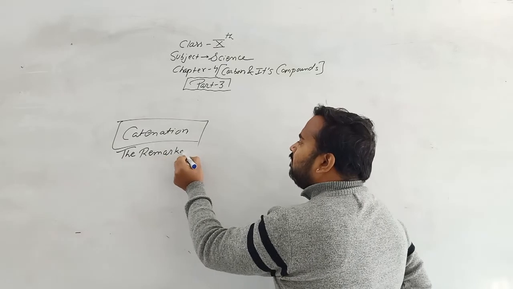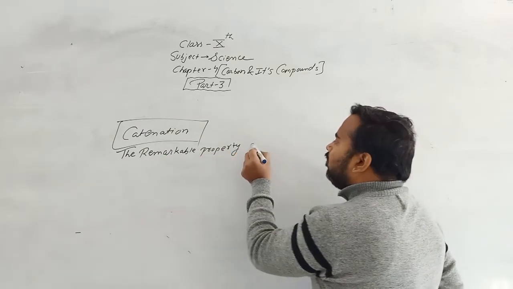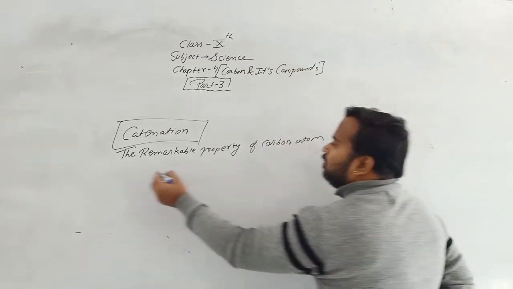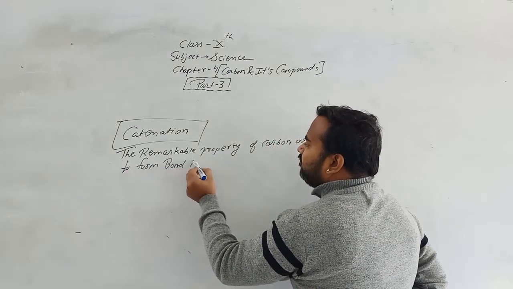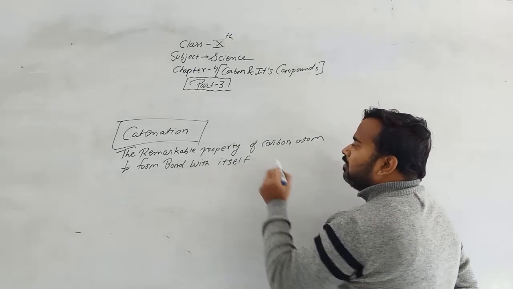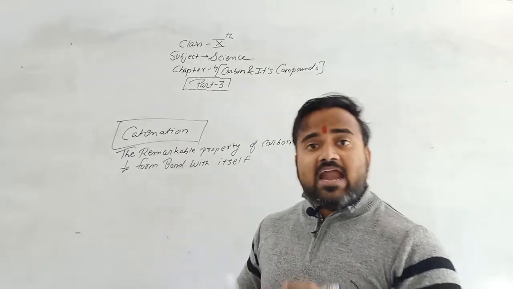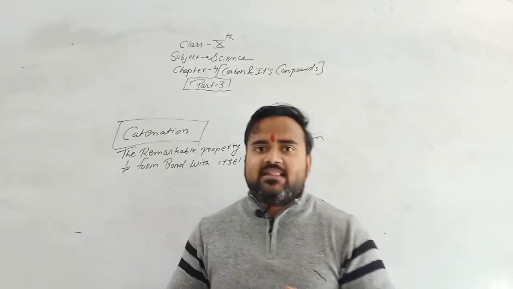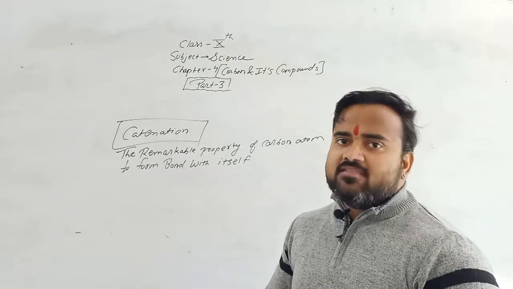the remarkable property of carbon atom to form bond with itself. And when carbon forms bond with itself, it can form either straight chain compound, branch chain compound, or cyclic compound.